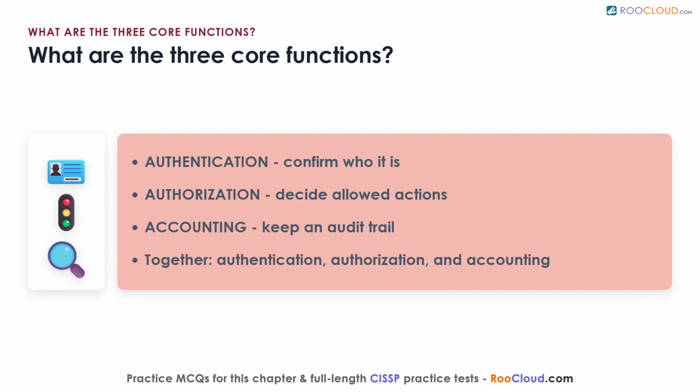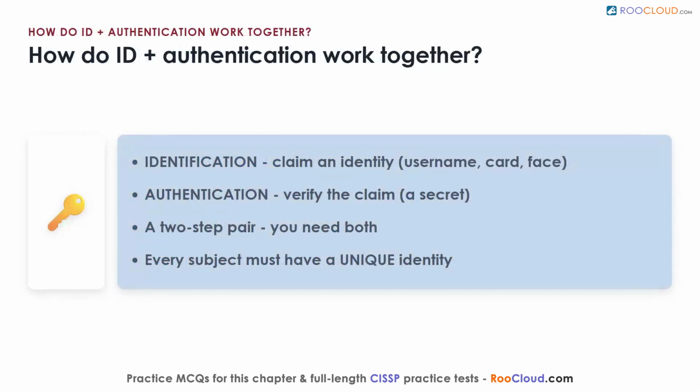Think of them as a nightclub door. The bouncer checks your identity, decides which rooms you may enter, and the cameras record where you go. How do identification and authentication actually work together? They are a 2-step pair, and you need both.